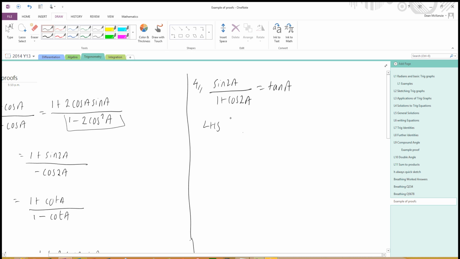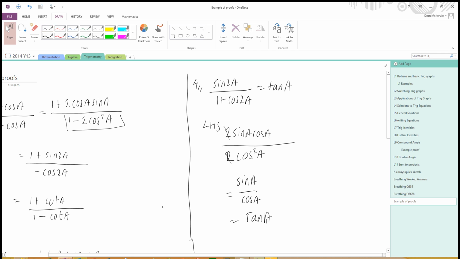So I'm going to use the two double angle formulas. At the top line there, that's 2 sine A cos A. And on the bottom is 1 plus cos 2A. If I go 1 plus cos 2A, that's just 2 cos squared A, which is just cos A cos A. So my 2's will then cancel, and I'm left with sine A over cos A, because my cos A over cos squared A just leaves me a cos A on the bottom. This is tan A, which is the right hand side.